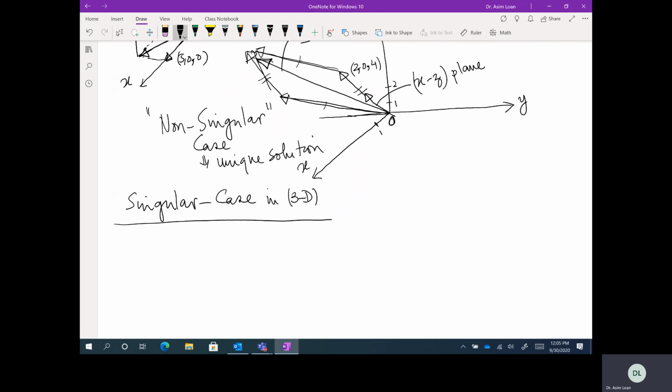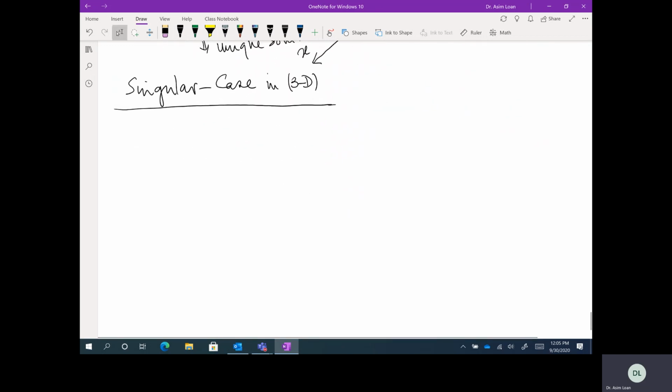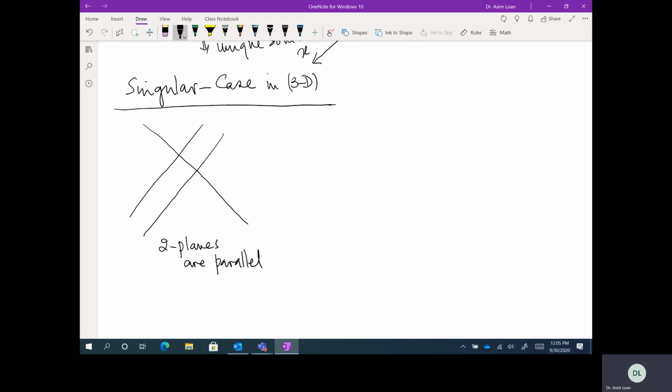In the singular case in 3D, now we are looking from the top. Maybe we have some situation like this: two planes that are parallel. You're looking from the top. Or we have planes that intersect.